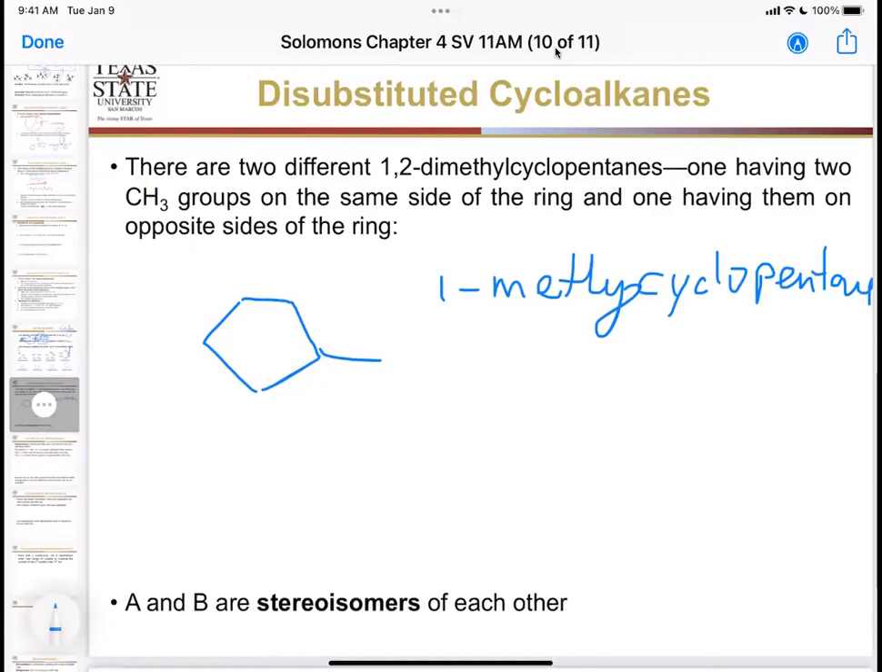Okay. Now, there's a rule. If you have 2 groups, you have to figure out whether they're on the same side of the ring or different sides of the ring. Yes, they're cis and trans because of which side of the ring they're on. But let me draw a side view of it to get you to see that. Hang on.